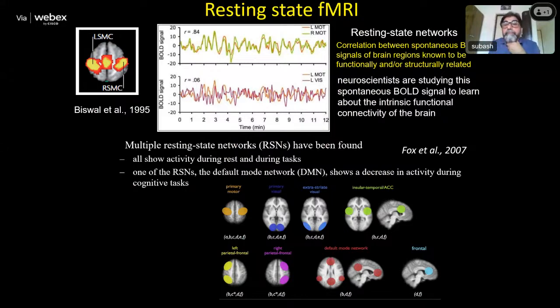And so now neuroscientists started playing with the spontaneous BOLD signal to learn about the intrinsic functional connectivity of the brain. In the initial stage, Fox et al. in 2007 identified many of the networks, such as the primary motor area, primary visual area, extrastriate area, insular and temporal areas. Various resting state networks were identified, and they published this in 2007.